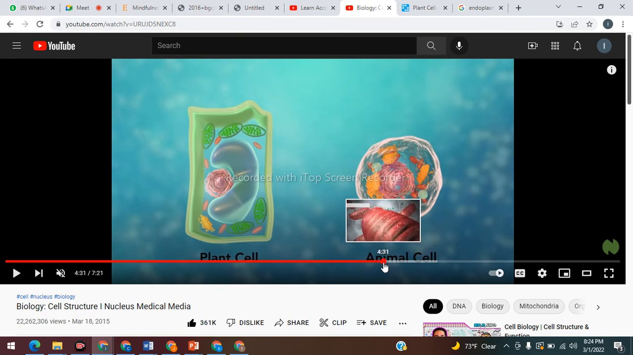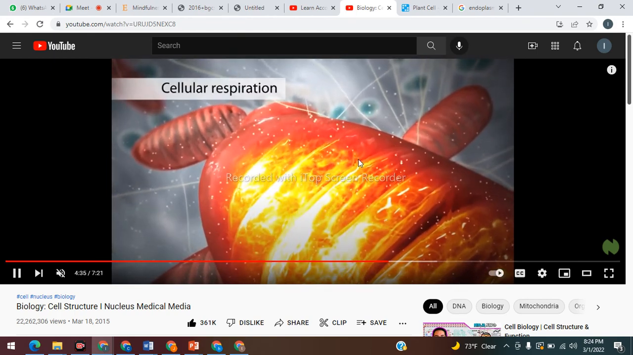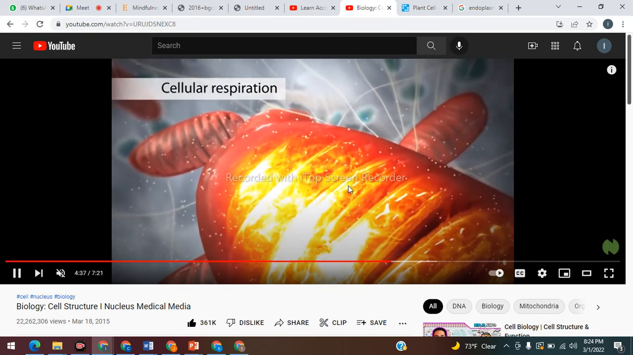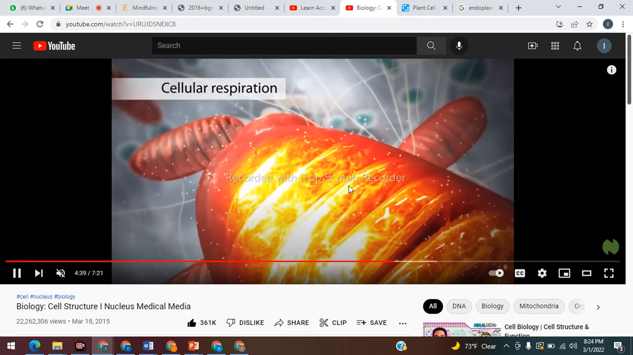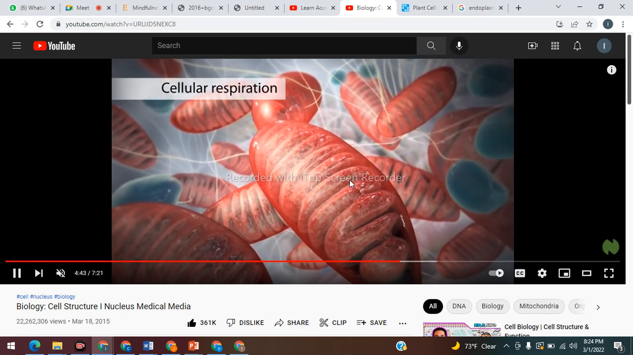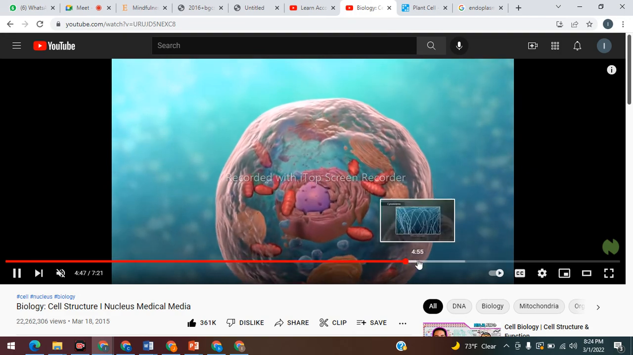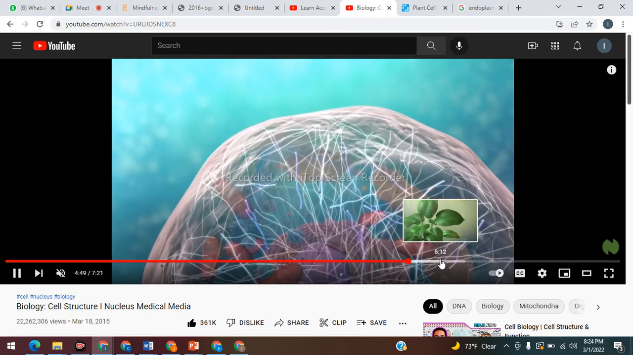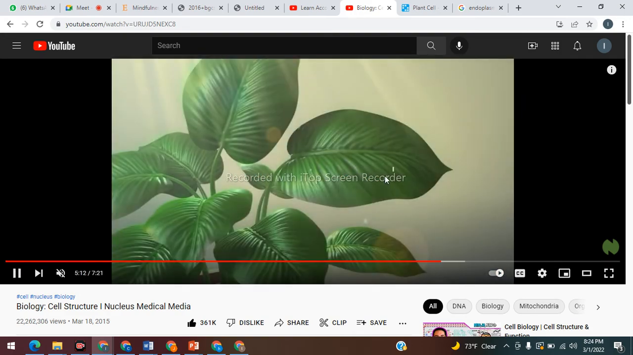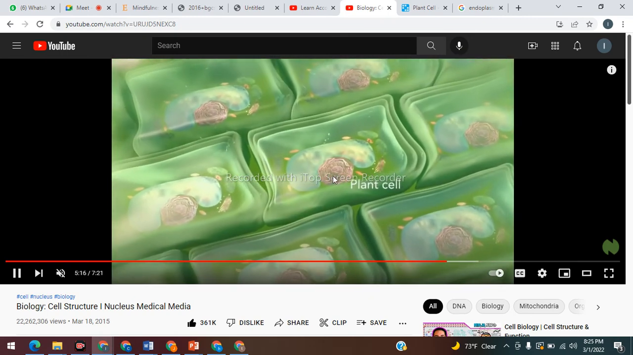This is very important. It's talking about the function of the mitochondrion for rapid respiration. It's the powerhouse of the cell. That's where the cell is going to get its energy from, the mitochondrion. And then inside the leaves of the plant is the plant cell.